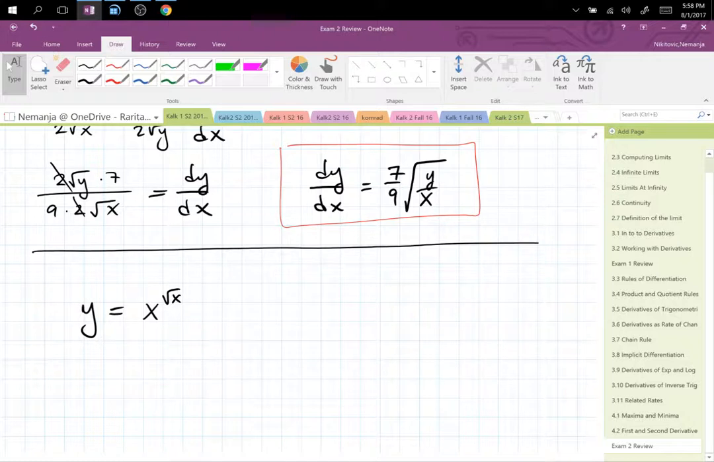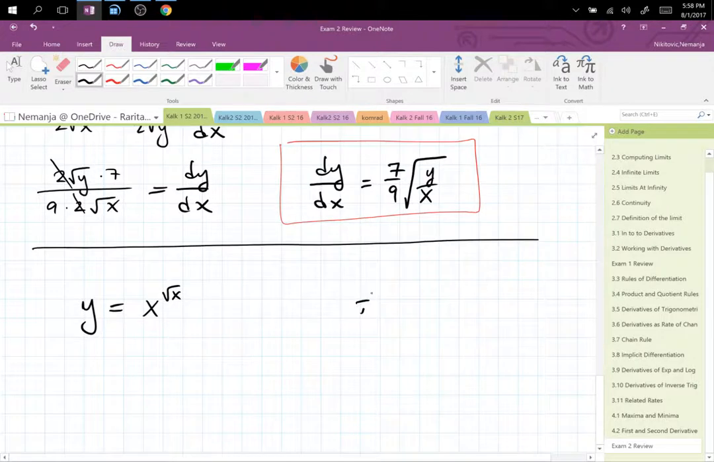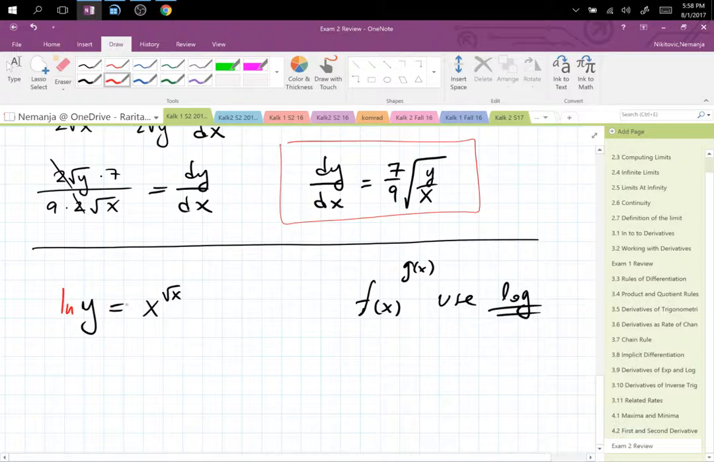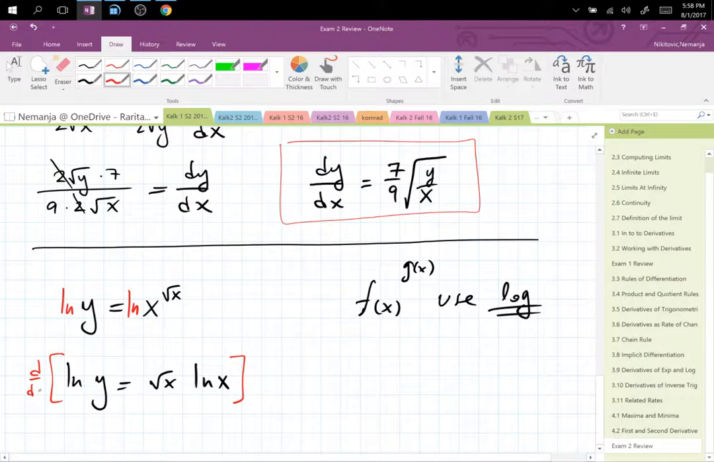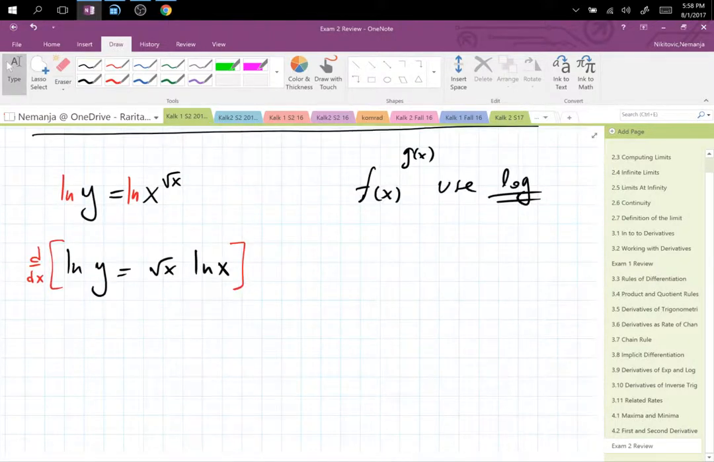So guys, when you're taking the derivative of a function raised to a function, use log. So we are going to ln both sides, and that will drop this root x down, allowing us to do the product rule. So ln y is equal to root x times ln x. And now we take the derivative and we utilize implicit differentiation. It is called logarithmic differentiation because we log both sides.